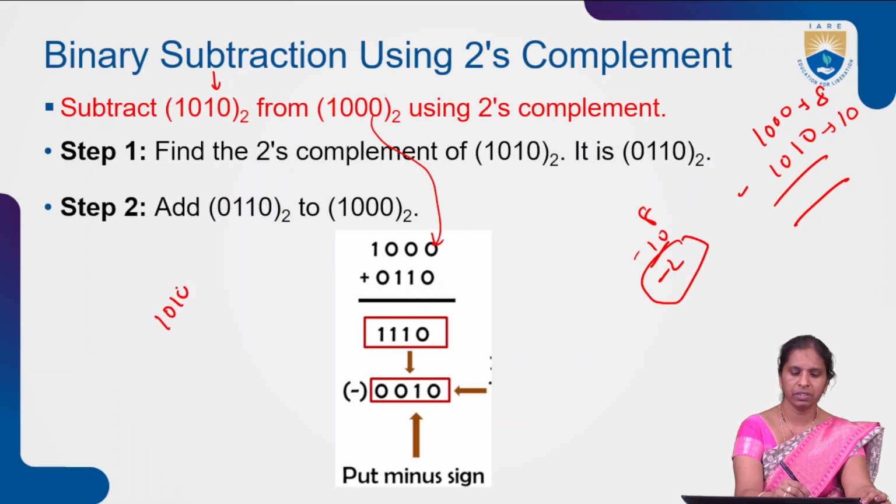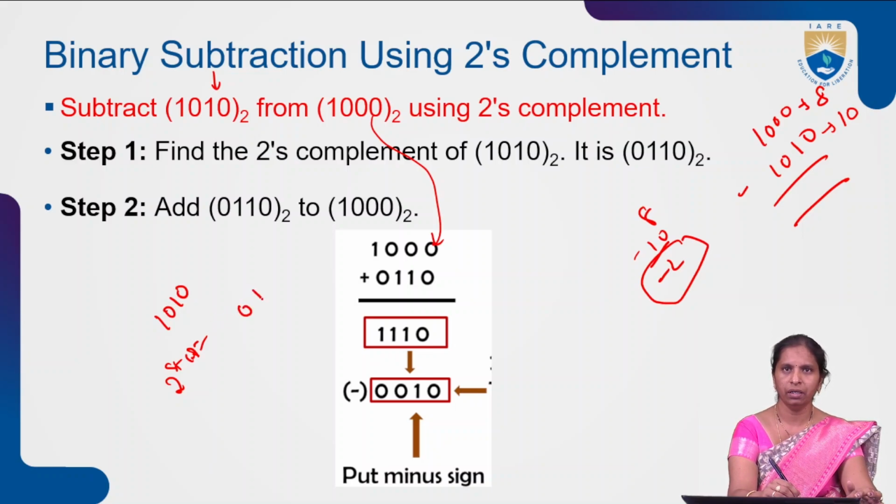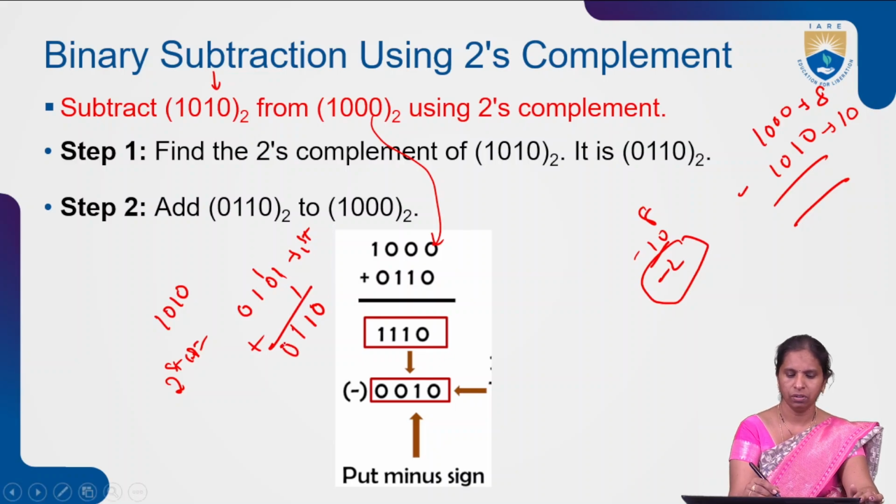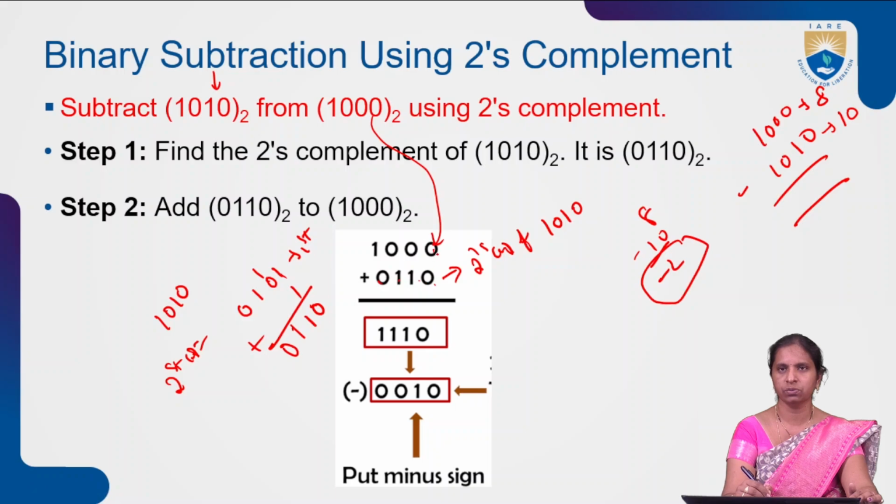So for this 1010, find out the 2's complement. So how to find out the 2's complement? Take the 1's complement. What is the 1's complement here? 0, 1, 0, 1. So this is the 1's complement, plus 1, do it here. So 1 plus 1 equals 0 and carry is 1 here. 1 plus 0 equals 1 and 1, 0. So 0, 1, 1, 0. So this is nothing but the 2's complement of the number 1010. Now add these two numbers.